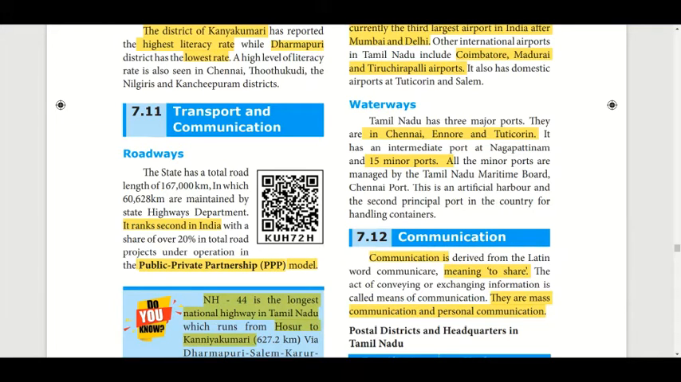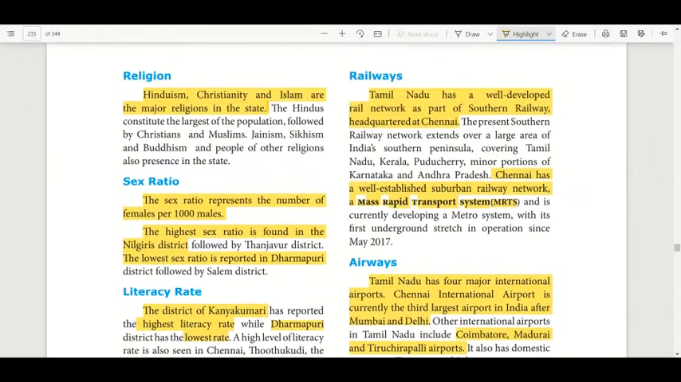You know what is meant by the abbreviation PPP? Yes, public private partnership. And next you might have heard about NH44. It is the longest national highway in Tamil Nadu, which runs from Hosur to Kanyakumari. If you see the Tamil Nadu map, you are able to know where it is, isn't it? From top to bottom, from Hosur to Kanyakumari.